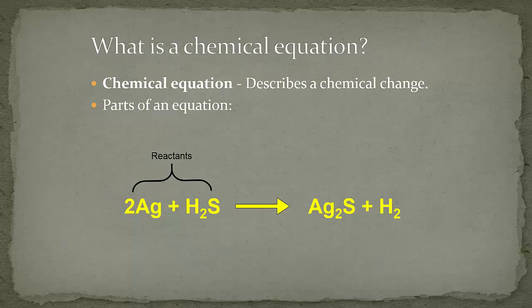These are the parts of an equation. On the left side of the arrow, you can see the reactants. On the right side, you have the products. And the arrow is a reaction symbol, which means turns into or yields.